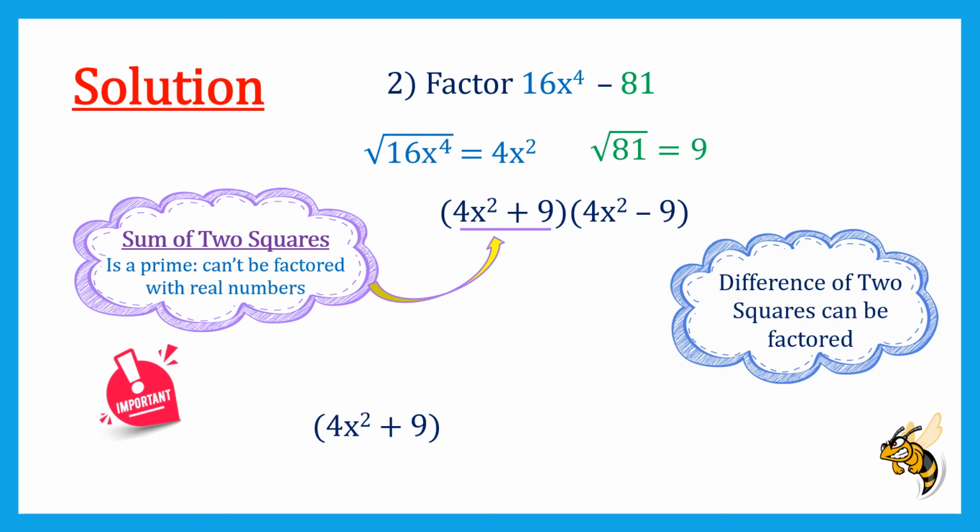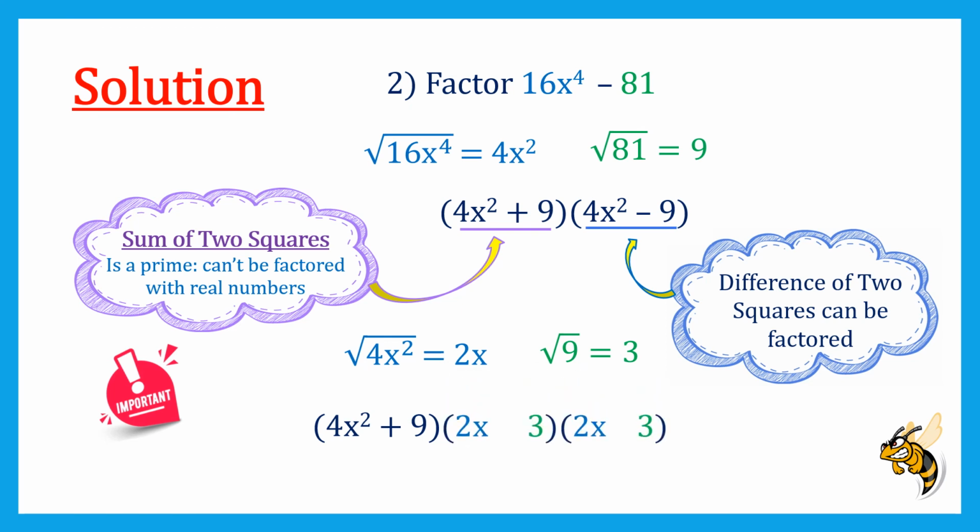So what I want to know right now is what is the square root of 4x squared? The square root of 4x squared is equal to 2x. And I also want to know what's the square root of 9. The square root of 9 is equal to 3. And remember, the difference of two squares, when you factor, gives you two new parentheses. So I'm going to add two new parentheses where the 2x comes to the front and the 3 will be the last in the parentheses.